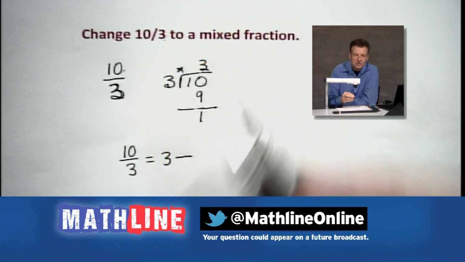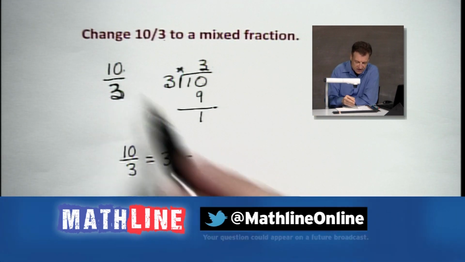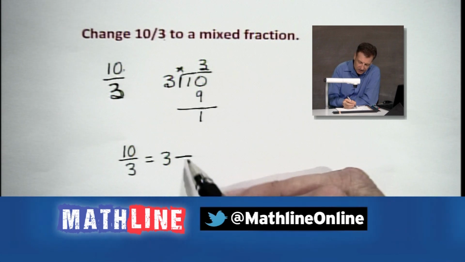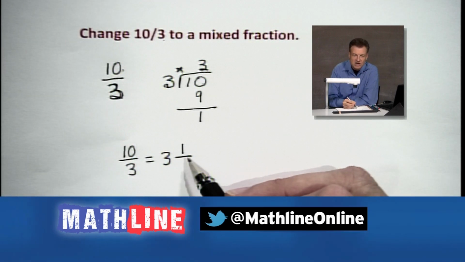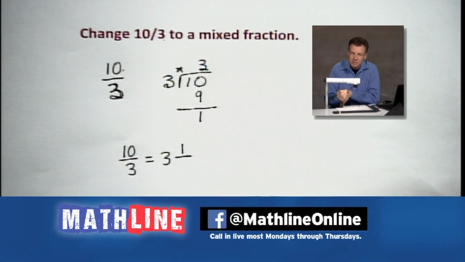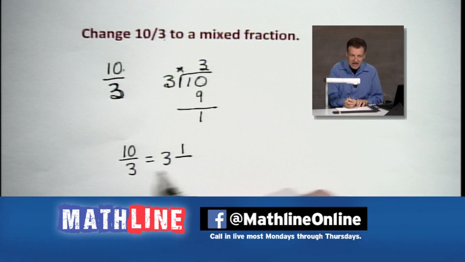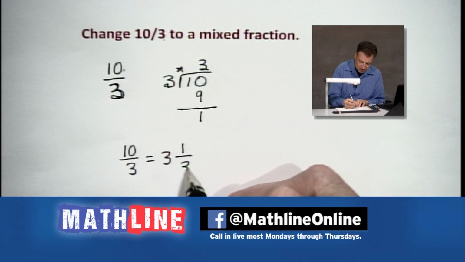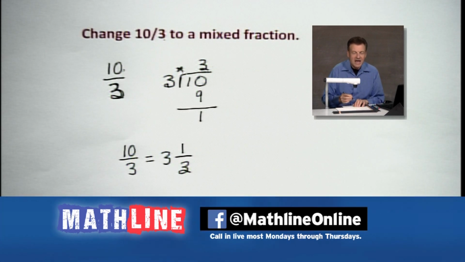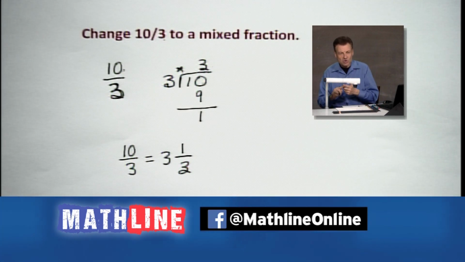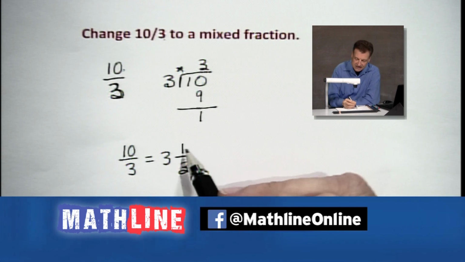Now, the question is, does the remainder go over the 3, or does it go over the 10? Well, the remainder is going to go in the top. And since we're building a fraction out of this fraction, we need to keep the denominator the same. So there we go. We've got 3 1/3, and that's your story, all right? Now, again, it's not 3 1/10. It's going to be 3 1/3.